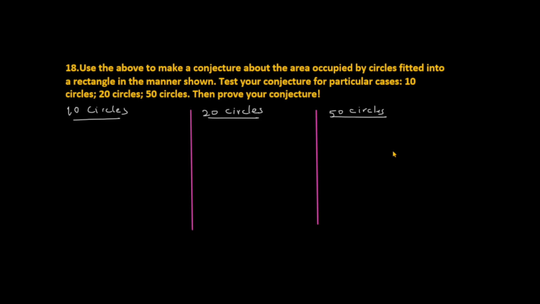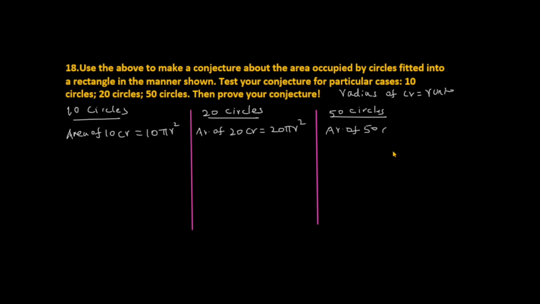So area, same thing, no changes here. That is radius of the circle is equal to r units. So area of 10 circles is equal to 10 times pi r squared. Area of 20 circles is equal to 20 times pi r squared. Area of 50 circles is equal to 50 times pi r squared square units.